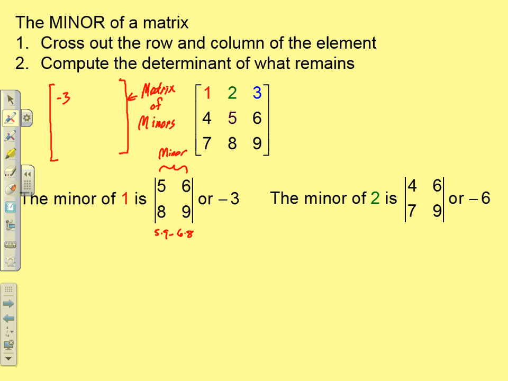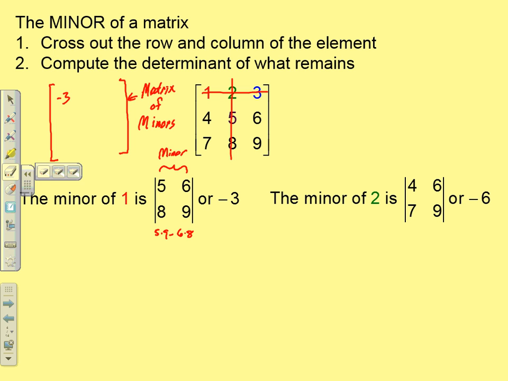Well, the minor of the 2, I'm going to do the same thing. I'm going to put a line through the row that contains that number, and a line through the column that contains that number, and whatever's left over, in this case the 4, the 6, the 7, and the 9, produces a minor matrix. If I find the determinant of that, meaning the 4 times 9 minus the 6 times the 7, well, 36 minus 42 is a -6. So that is the minor of the 2.